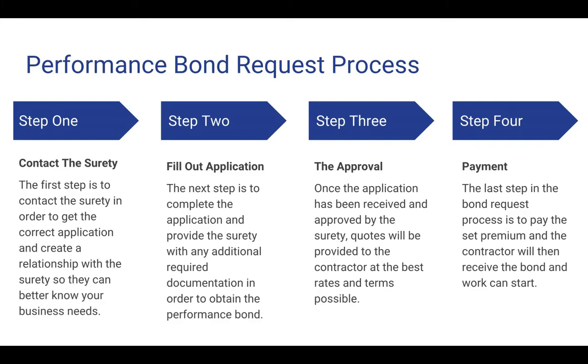Step 2. Fill out the application. The next step is to complete the application and provide the surety with any additional required documentation in order to obtain the performance bond.